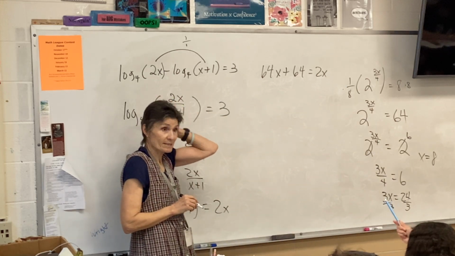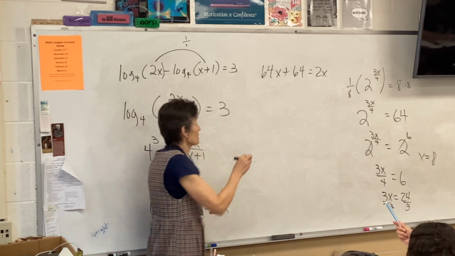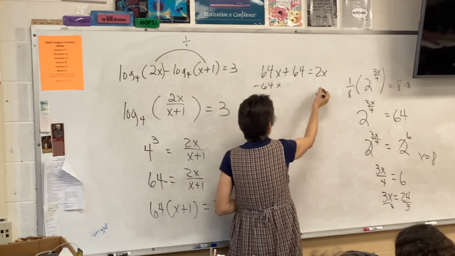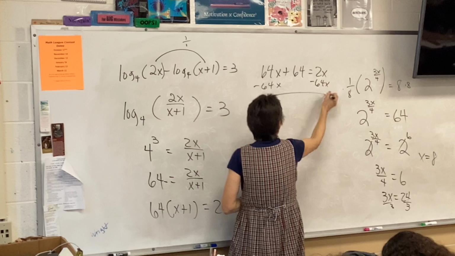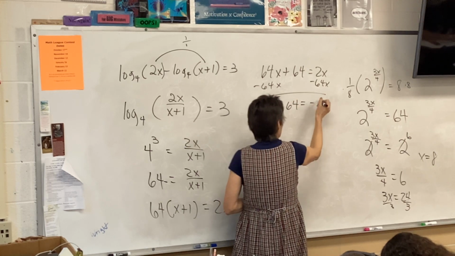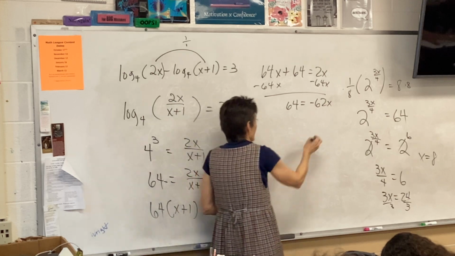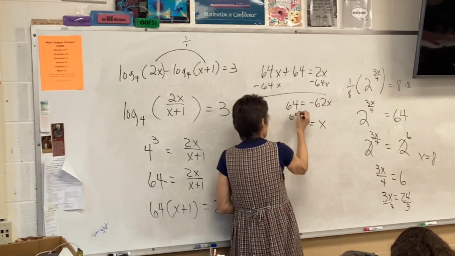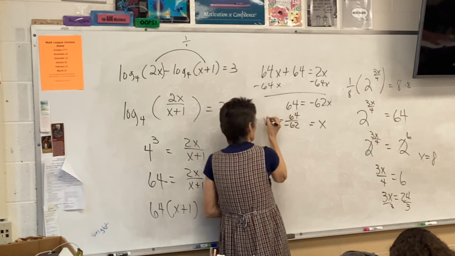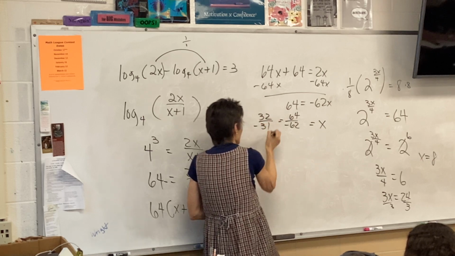What do I do with that? Don't I need to get my x's on the same side? So let's move this one over. So 64 equals negative 62x. And x equals 64 over negative 62, which is 32 over negative 31.